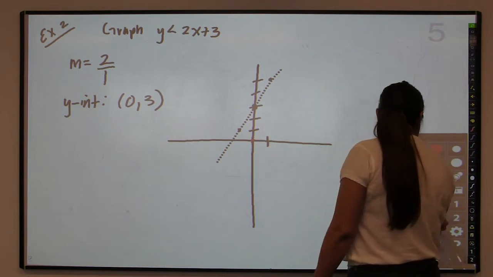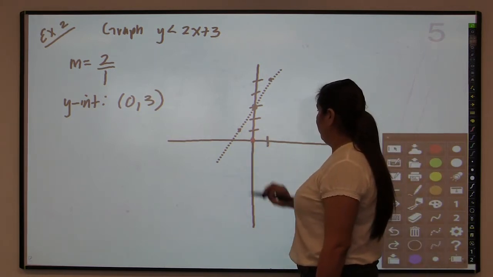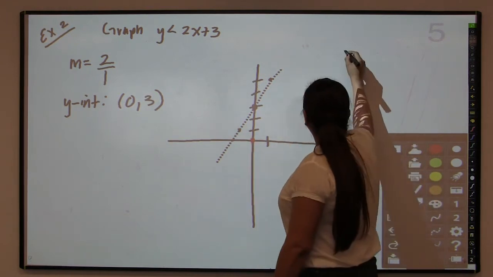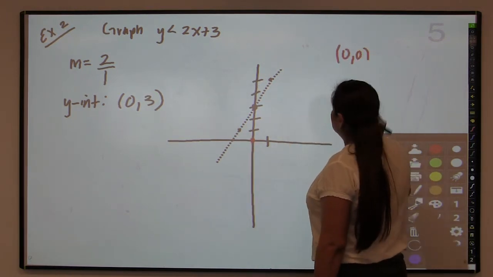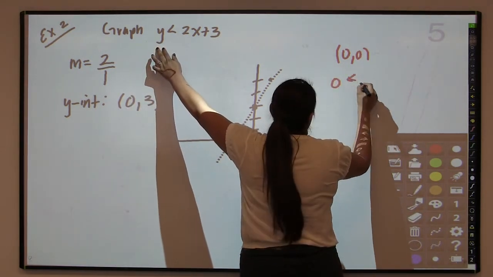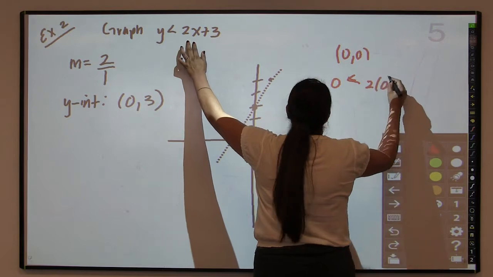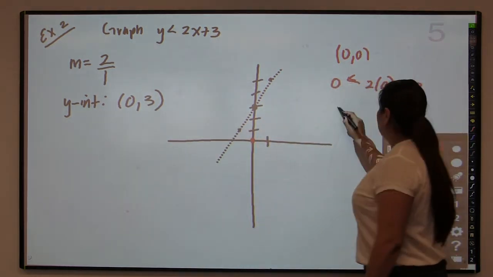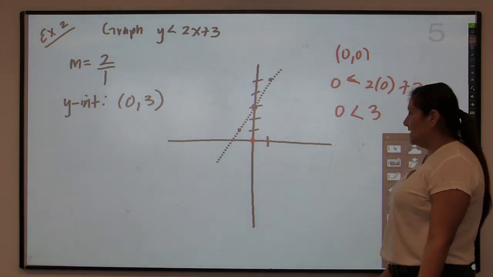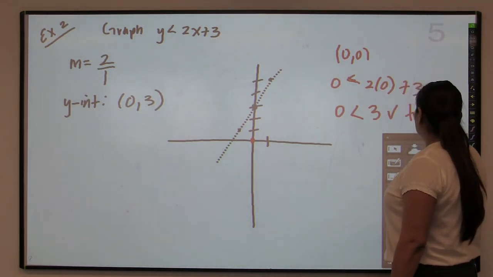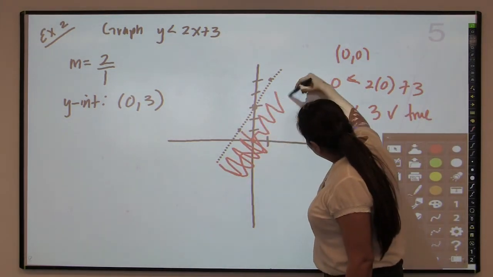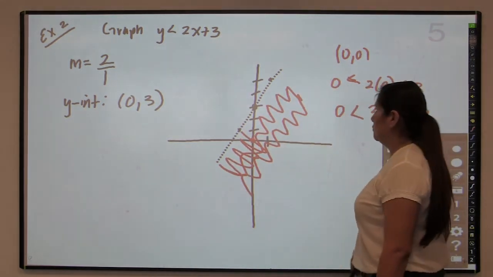It's still dotted. Okay, there we go, finally. If I plug in 0, 0 into my equation as a solution, it should be a true statement. So if I plug 0 in for y and 0 in for x, what do I get? I get that 0 is smaller than 3. Is 0 smaller than 3? Yes, it is. So that's true. And because it's true, I shade towards the origin. And there is my solution.